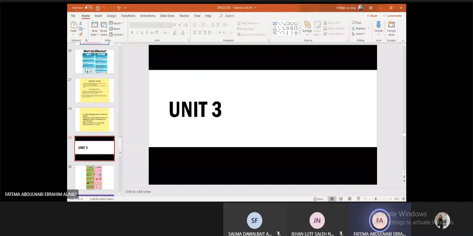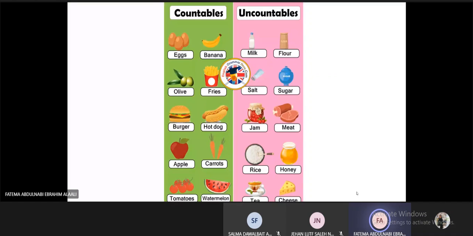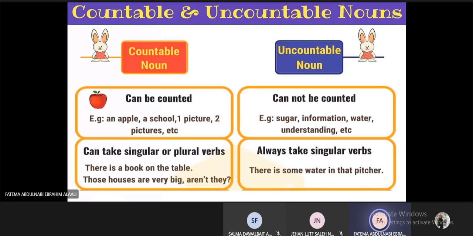So now we will start with Unit 3. Okay, and basically start with this rule, countable and uncountable nouns. Here's a list of the things that you can count and the things that you cannot count. Like you can count banana, eggs, olive, rice, burger, hot dog, carrots, apple, tomatoes, watermelon, but you cannot count milk, salt, sugar, jam, rice, honey. These things you cannot count. So, for countable and uncountable nouns, what is the most important thing to know? The first one, you make sure you know this thing you can count, the second thing you cannot count, okay?